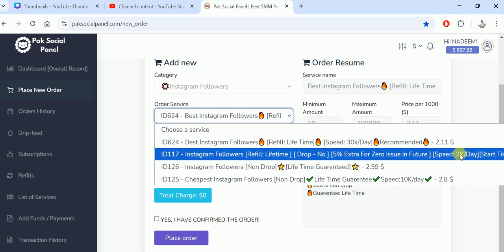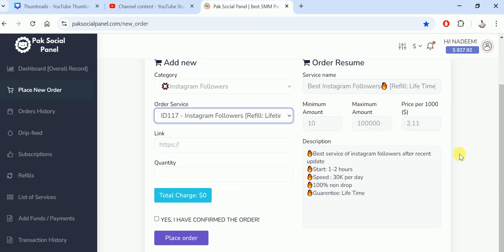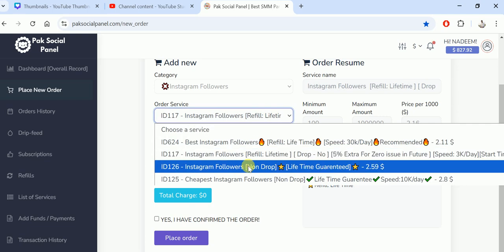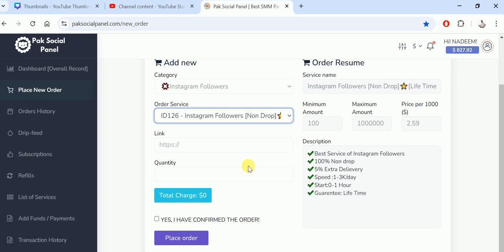speed is a little bit lower. That is 3k per day. Let's see the minimum amount, and the minimum amount is 100. Starting time is also good, within 2 hours. And then see the next service, that is lifetime guarantee $2.59, and it's almost 100 as well. And the guaranteed lifetime, 5% extra delivery, 100% non-drop, best service of Instagram followers.